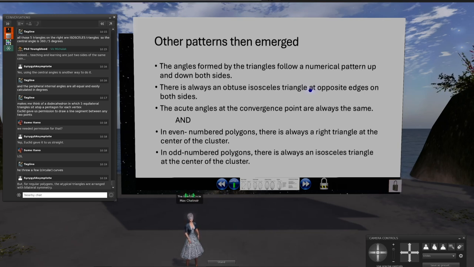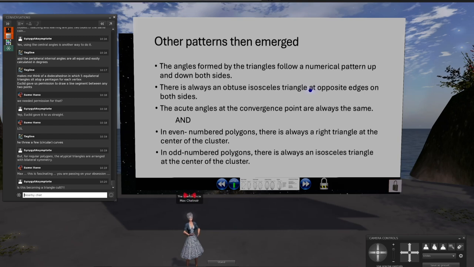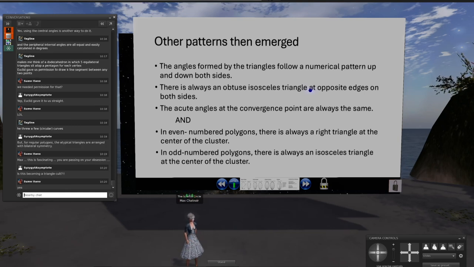So I was looking at some other polygons and drawing triangles in them, and there were other patterns that then appeared, which many of you probably are very familiar with, but I was not. So the angles formed by the triangles follow a numerical pattern up and down both sides. There's always an obtuse isosceles triangle at opposite edges on those sides from where the lines converge. And the acute angles at the convergence point are always the same, just like they are when the triangles are just scattered around the middle, when they're in a circle, like when there's eight of them instead of six.